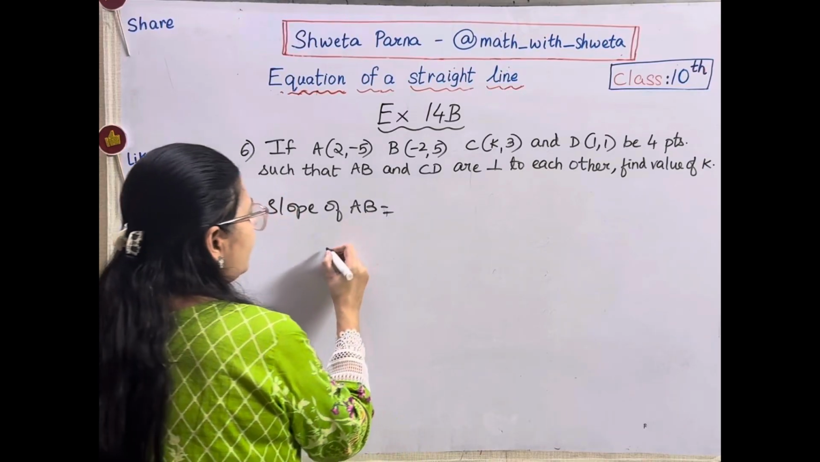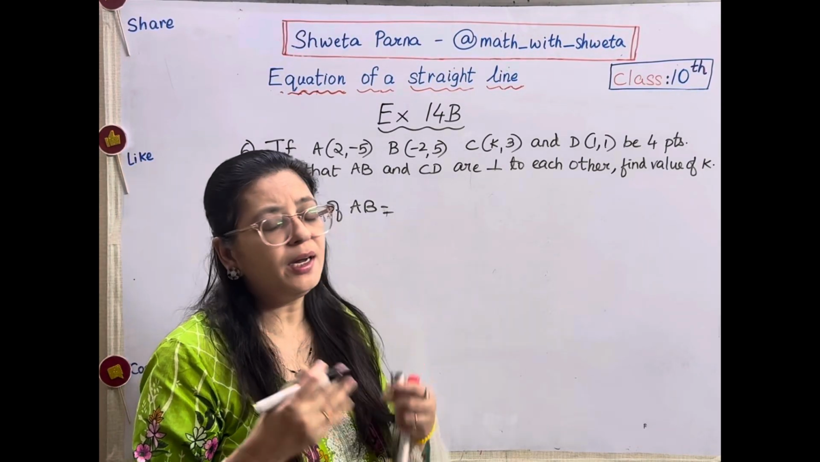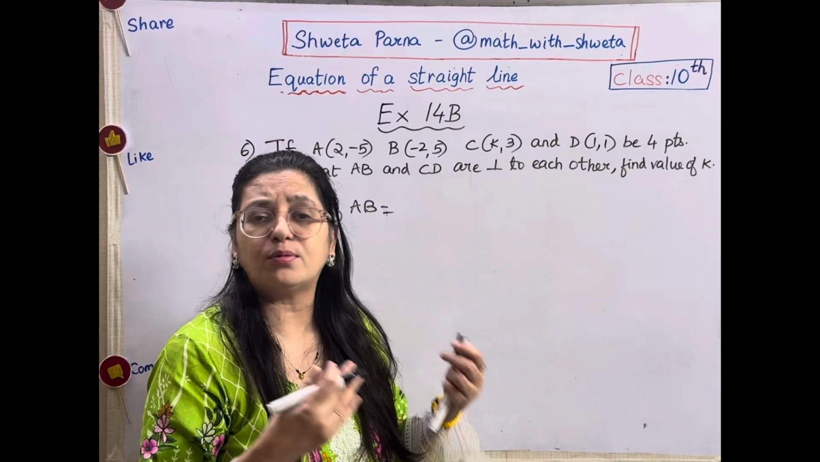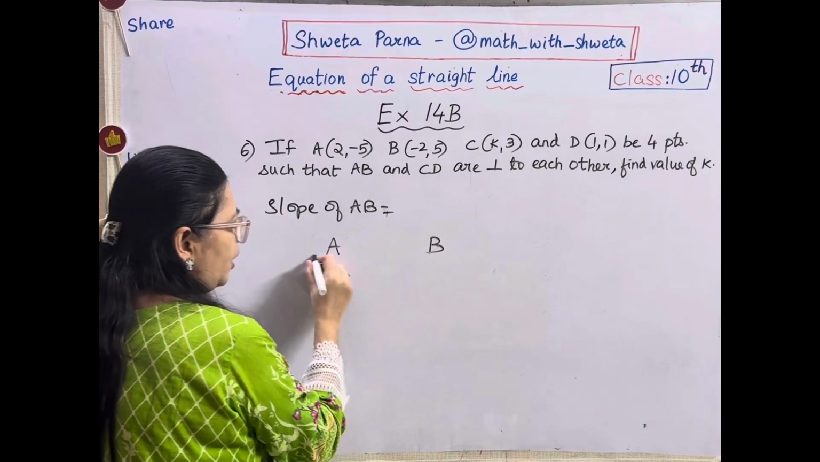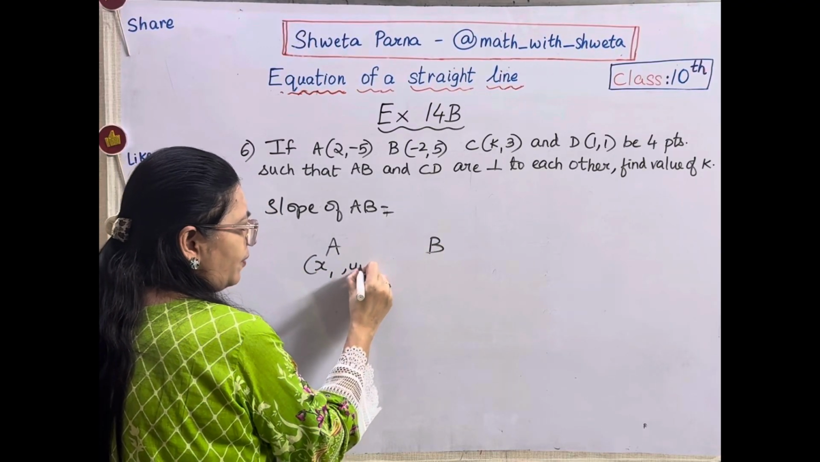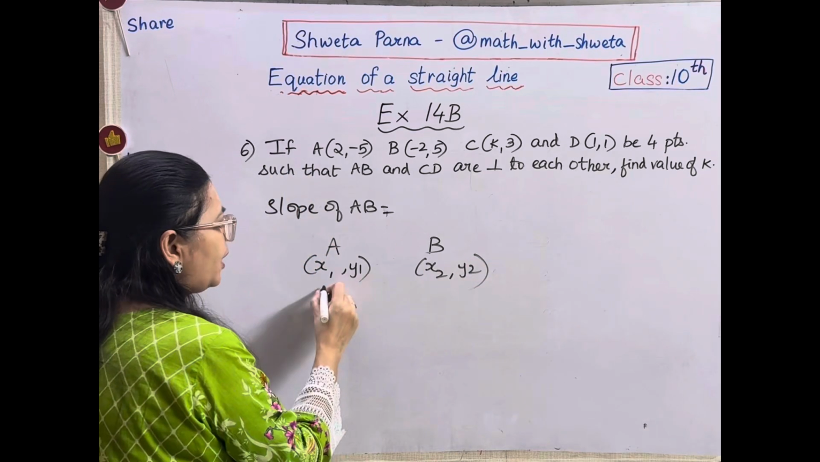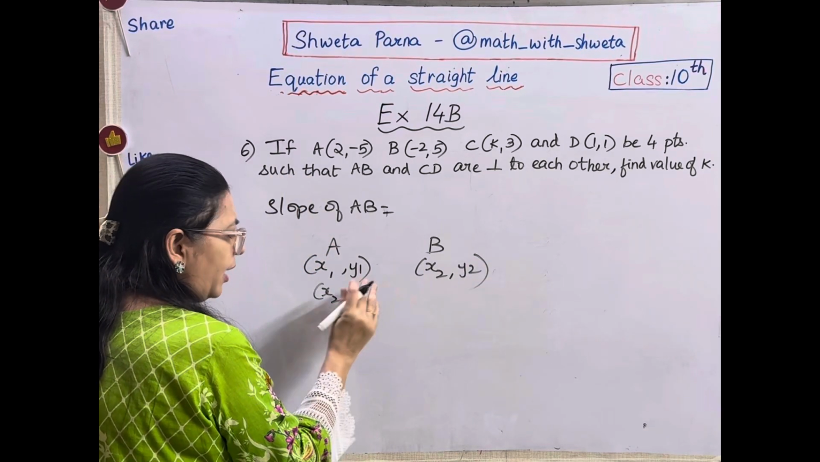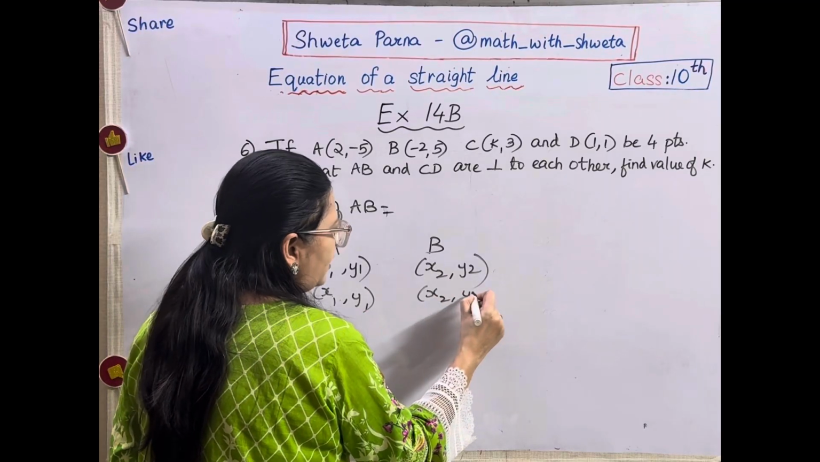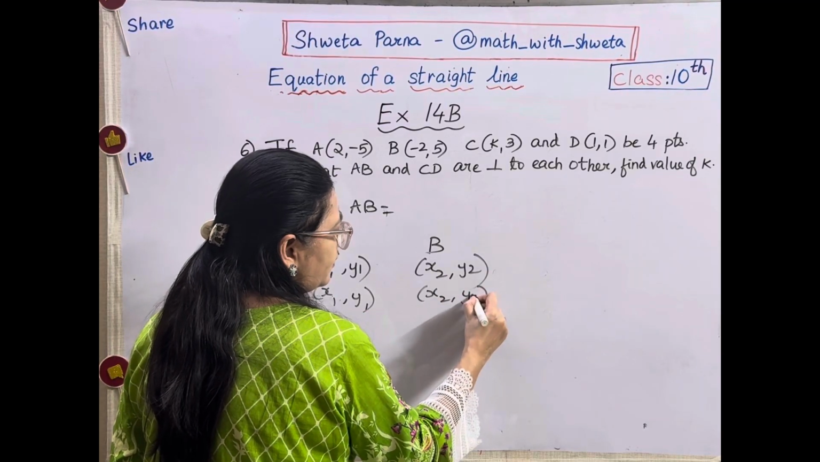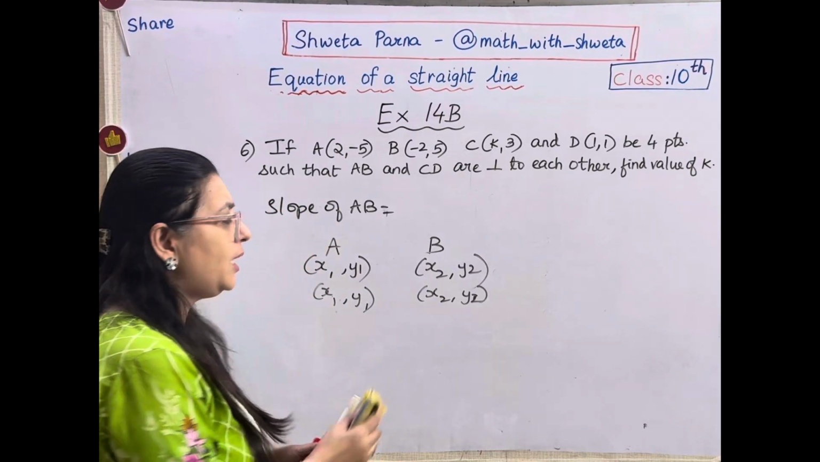Now children, there is a confusion, ma'am. Which one should I take as A? Which one should I take as B? It doesn't matter. Which one should I take as x1 and x2? It doesn't matter. See, A, B. If you are taking this as x1 and y1, you will take this as x2, y2. Or it can be the other way around also. It does not make any difference. Ultimately, the slope would be the same.